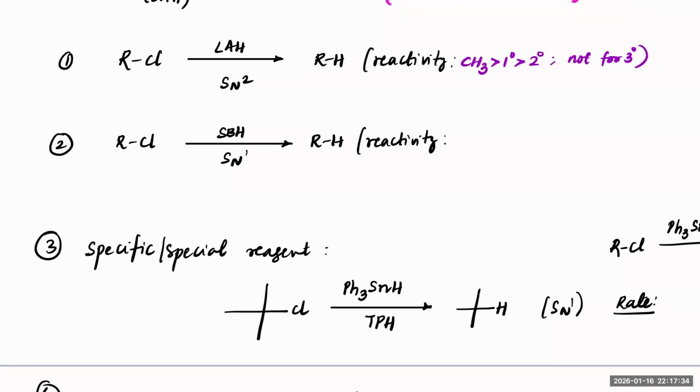While in case you notice sodium boron hydride, it will typically take an SN1 route. SN1 route means first carbocation will form and then H minus will attack. So in that case, the reactivity is more for 3 degree, then 2 degree, and for 1 degree and methyl, there is no reaction that will take place. For these two, there is no reaction. Okay.